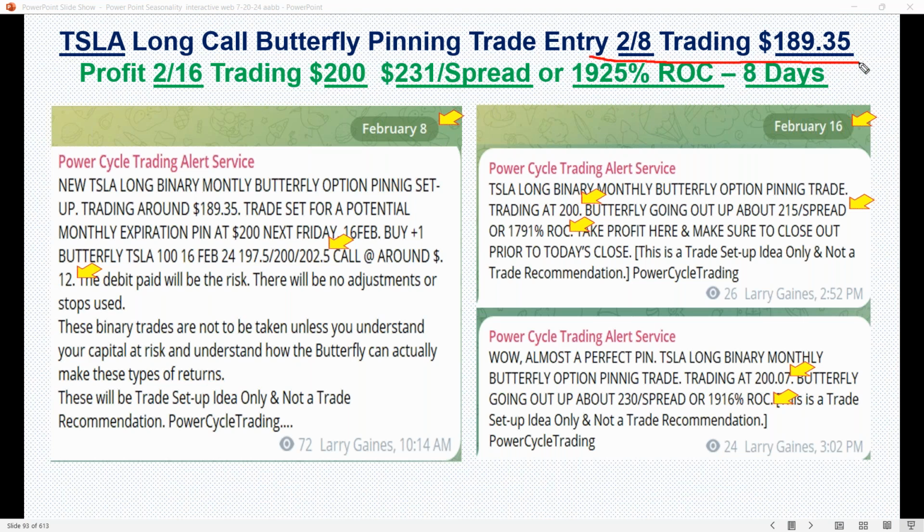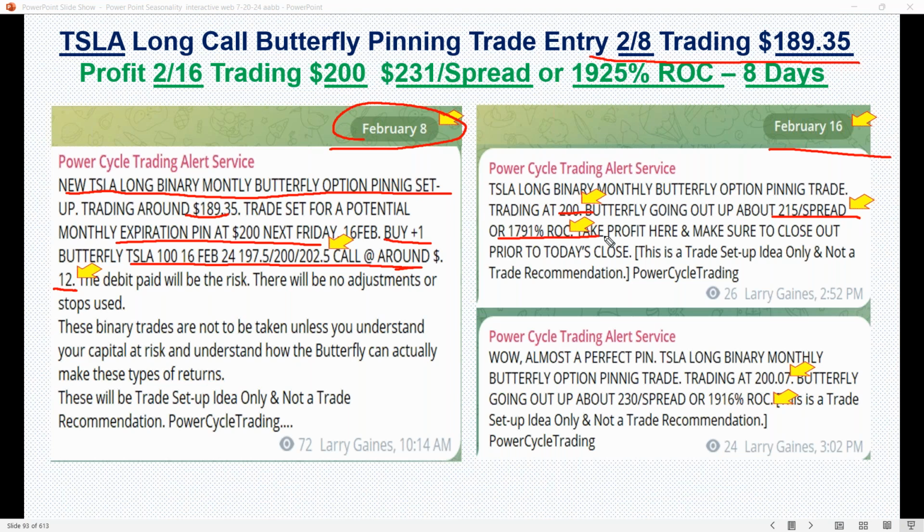So Tesla was trading at 189.35. So set this up. New Tesla long binary monthly butterfly option pinning setup. Trade around 189.35. Trade set for potential monthly expiration at 200. So buy this butterfly at around $12. Look how cheap that was. And then on the 16th, now it was up. It was trading at 200, right there to our target, and it was up $215 per spread, 1,791% return.